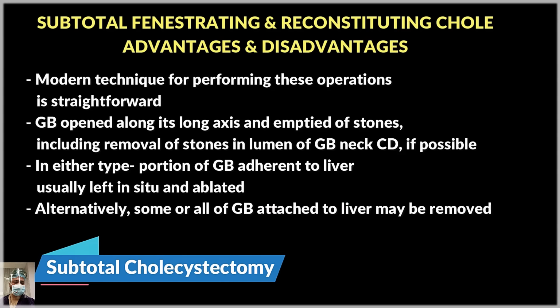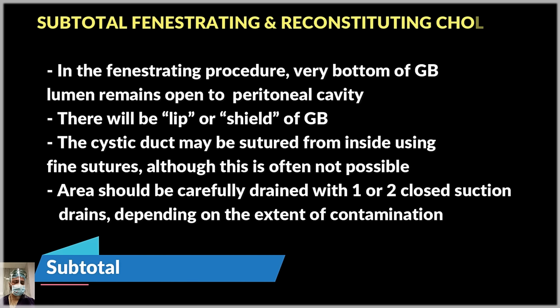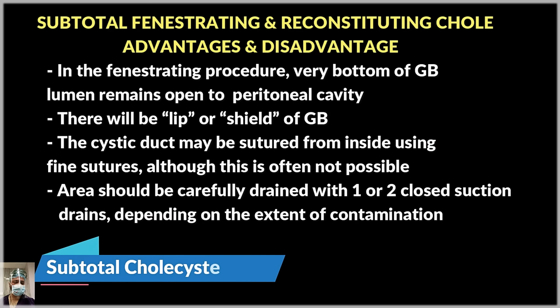In either type, the portion of GB adherent to the liver is usually left in situ and ablated. So it is not mandatory to remove the posterior wall. Simply ablate the posterior wall mucosa, and if it is easily coming out, the part of the GB may be amputated, but it is not a sine qua non that we have to do it. So in the fenestrating type, again the GB is open, and there will be a lip or shield of GB beyond which we will not go, and the cystic duct may be sutured from inside the GB lumen, and we will not go outside the GB wall into the hepatocystic triangle.